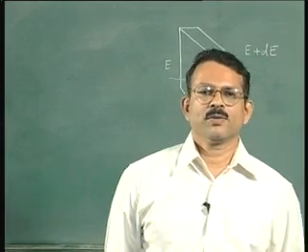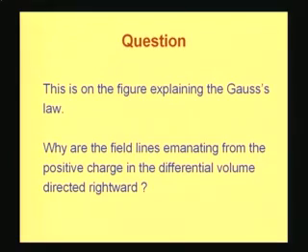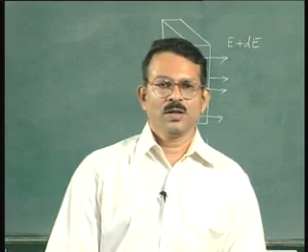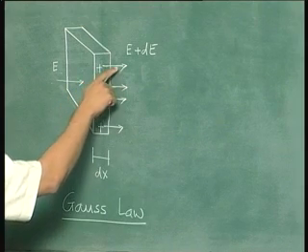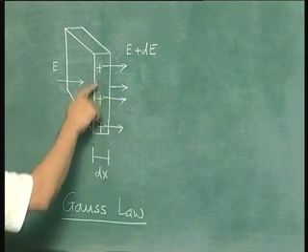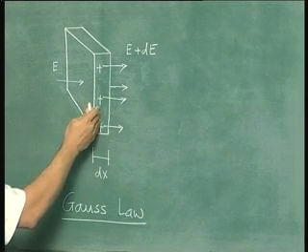I find that one of the students has a question. Let us see, what is it? Sir, this is on the figure explaining Gauss's law. Why are the field lines emanating from the positive charge in the differential volume directed rightward? Your question is about this figure. Why are these lines coming out of the positive charges within the volume in this direction? Why can't some of these lines be in this direction?